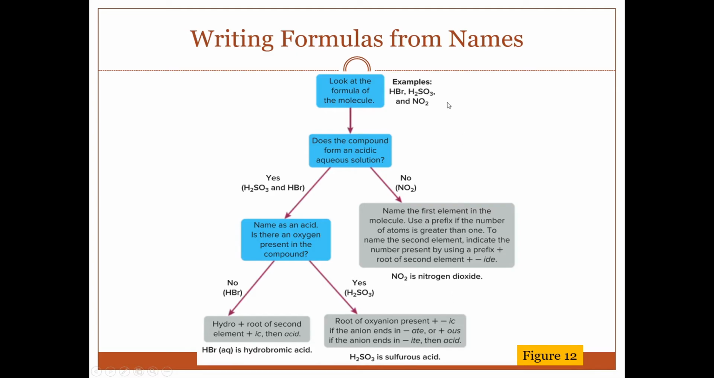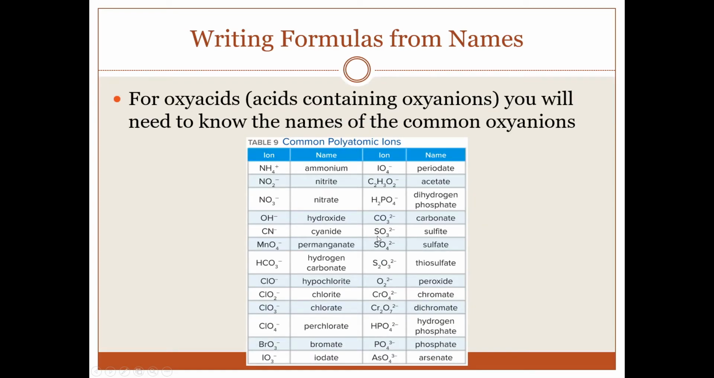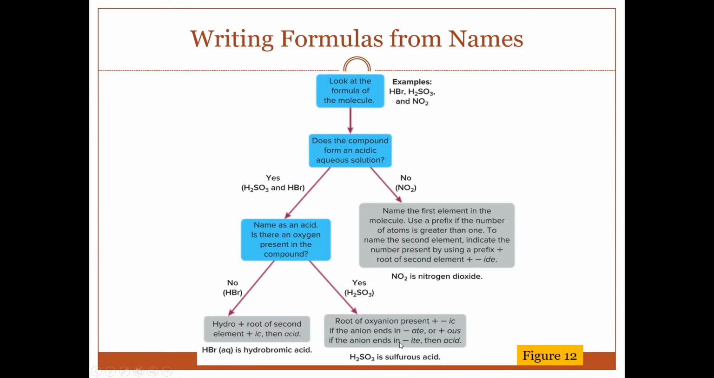So let's look back at our chart. So we have SO3. So SO3 is going to be sulfite. So it ends in ite, so we'll have us for the ending. Then our second word will be acid. We're going to have the root, sulfur, us, acid.